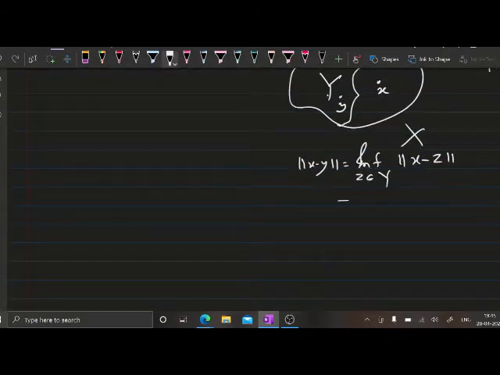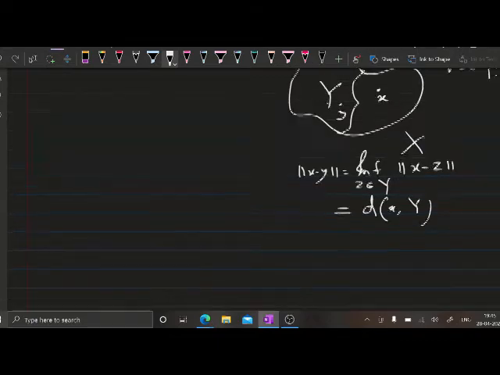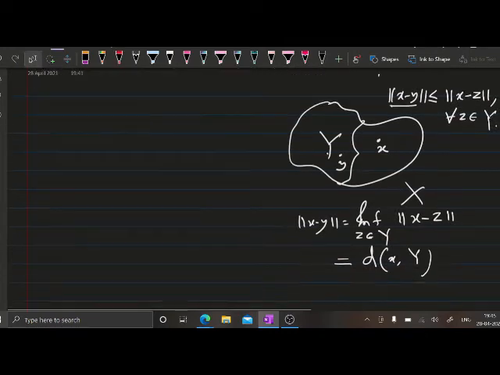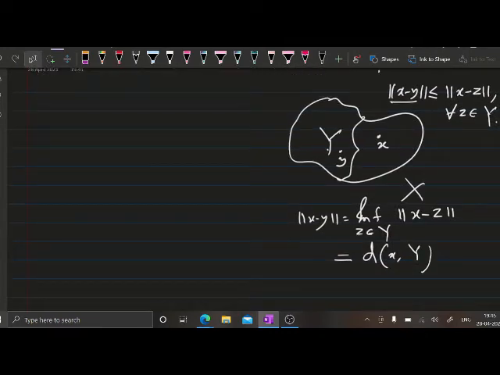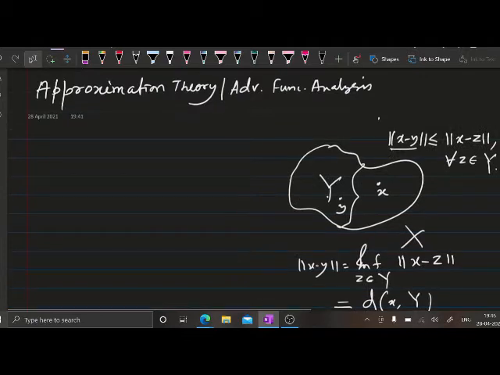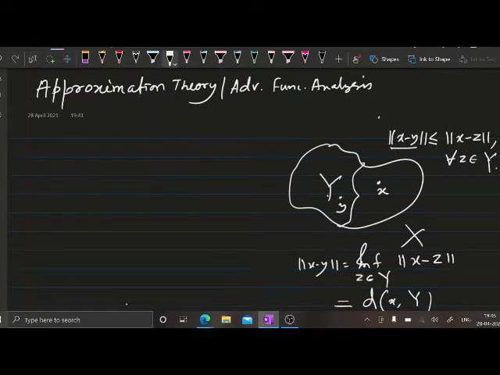And if you remember, in the theory of metric spaces, this is actually the distance between small x and capital Y. Okay, so this is the definition of best approximation from Y to some element small x.